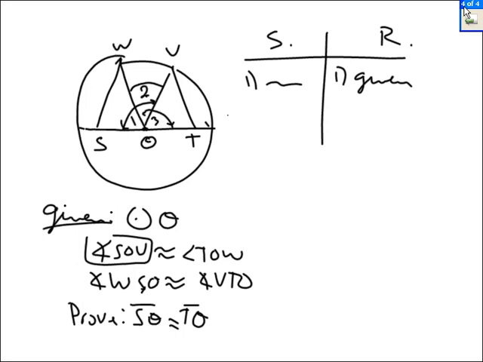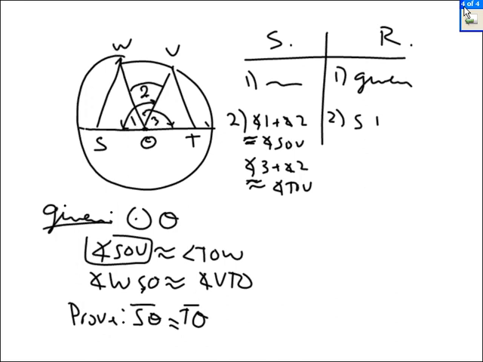Okay, so statement number 2. Angle 1 plus angle 2 is equal to angle SOV. Sum of the parts is the whole. Also, angle 3 plus angle 2 is congruent to TOV. Angle TOV. The reason is the sum of the parts equal the whole.